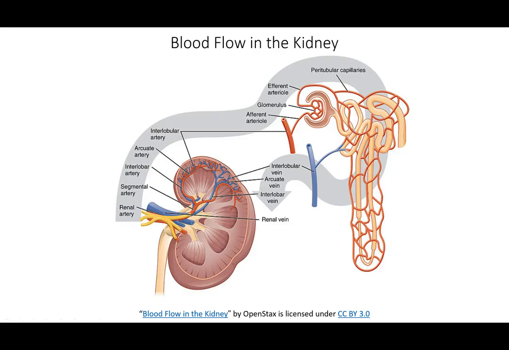nephron loop again. And this is so that we can still have secretion and absorption of different materials as that filtrate is passing through this tube system. And then from those peritubular capillaries, we'll pass into the interlobar veins, arcuate veins, more interlobar veins, and then the renal vein.